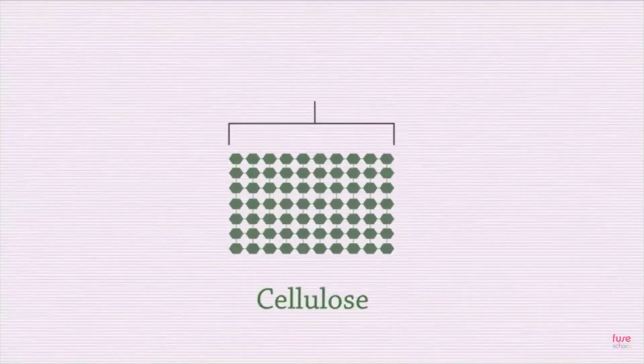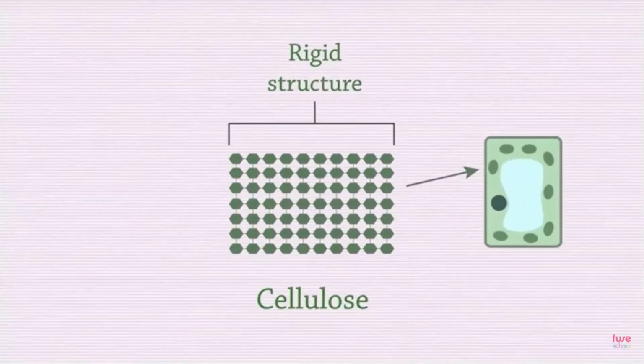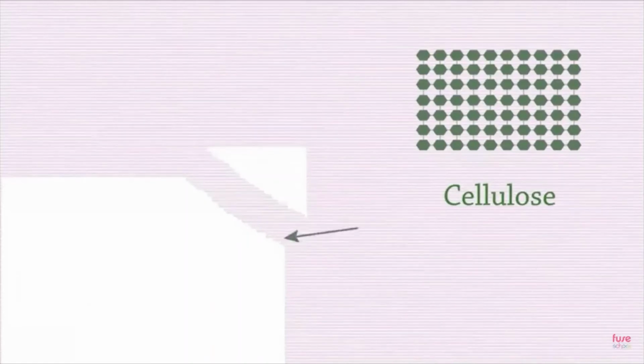Cellulose is another polysaccharide made of glucose monomers. It has a more rigid structure and is the main component of plant cell walls. Your paper is actually made of cellulose. If you tear off the corner of your paper, you will see that there are fine hairs on the edge.